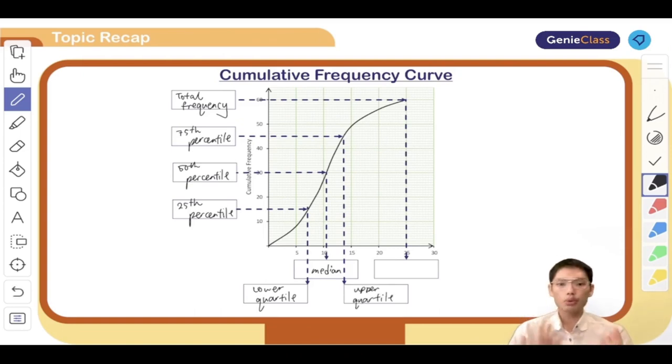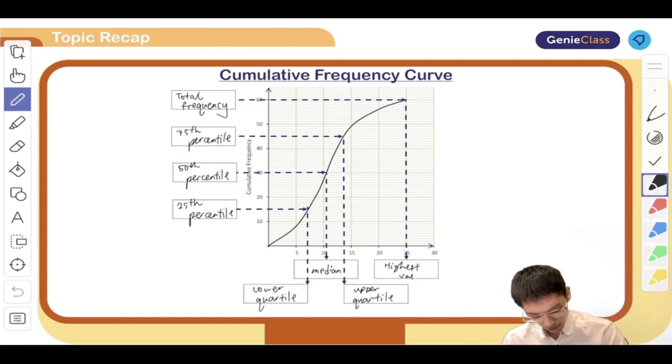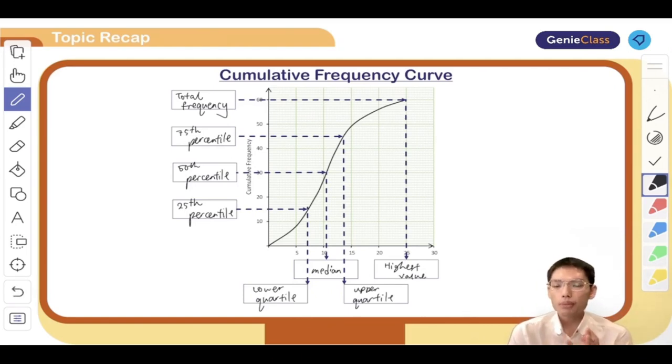And lastly, with the total frequency, I forgot to fill them up. That is actually just going to be the highest value correspondingly. Right, so these are the few things that we can look at in a cumulative frequency curve.